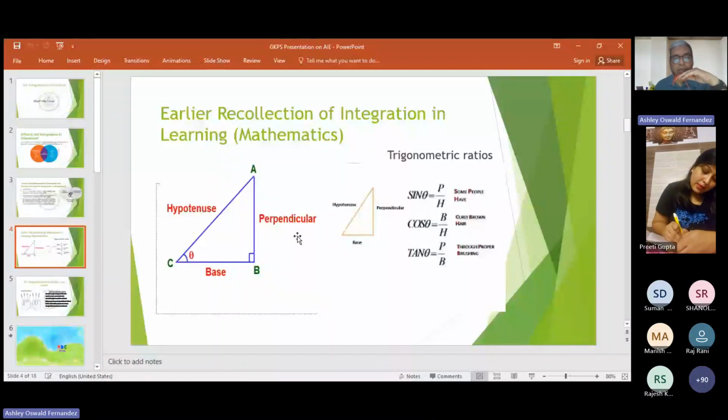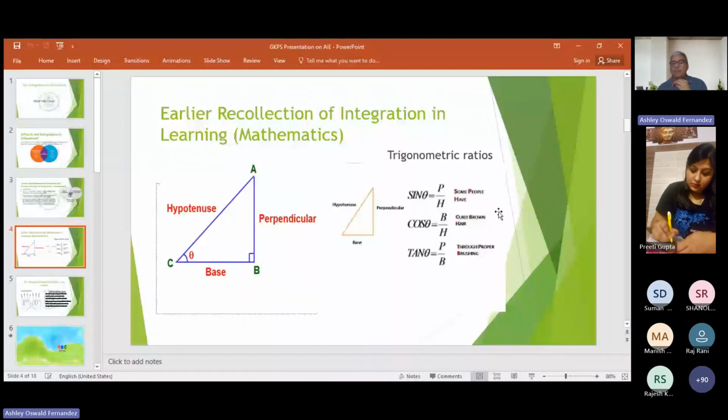Trigonometry, you have a right angle triangle comprising of the perpendicular, the hypotenuse, and the base. I'm not going to explain, the maths teachers are much better than me in this, I'm sure of that. But the trigonometric ratios that we have, how we explain: sine theta is equal to perpendicular by hypotenuse, cos theta base by hypotenuse, tan theta perpendicular by base.